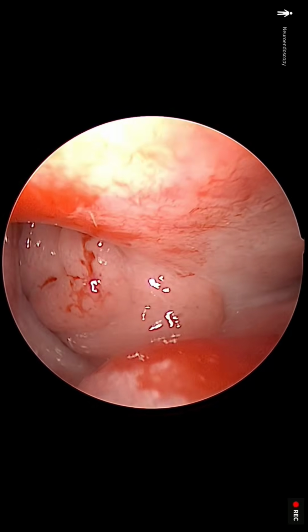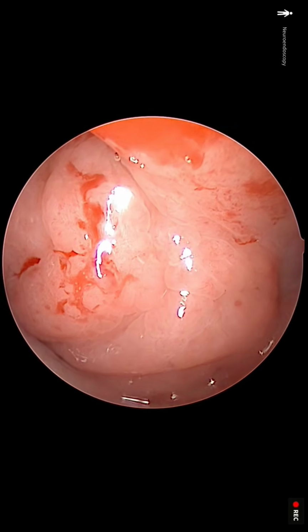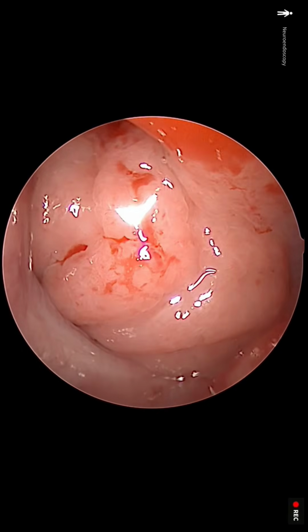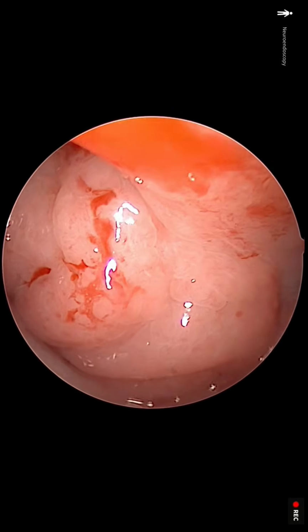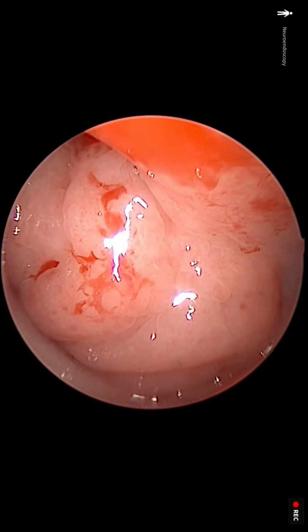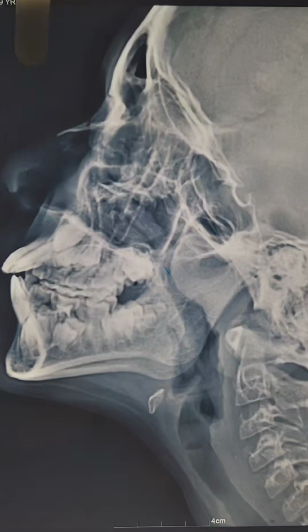And as you keep going down, deep down inside, you can see that's the adenoid tissue. That's the area of the nasopharynx where the nose and the mouth connect together. This leads to additional blockage, and the patient lands with snoring and excessive mouth breathing.